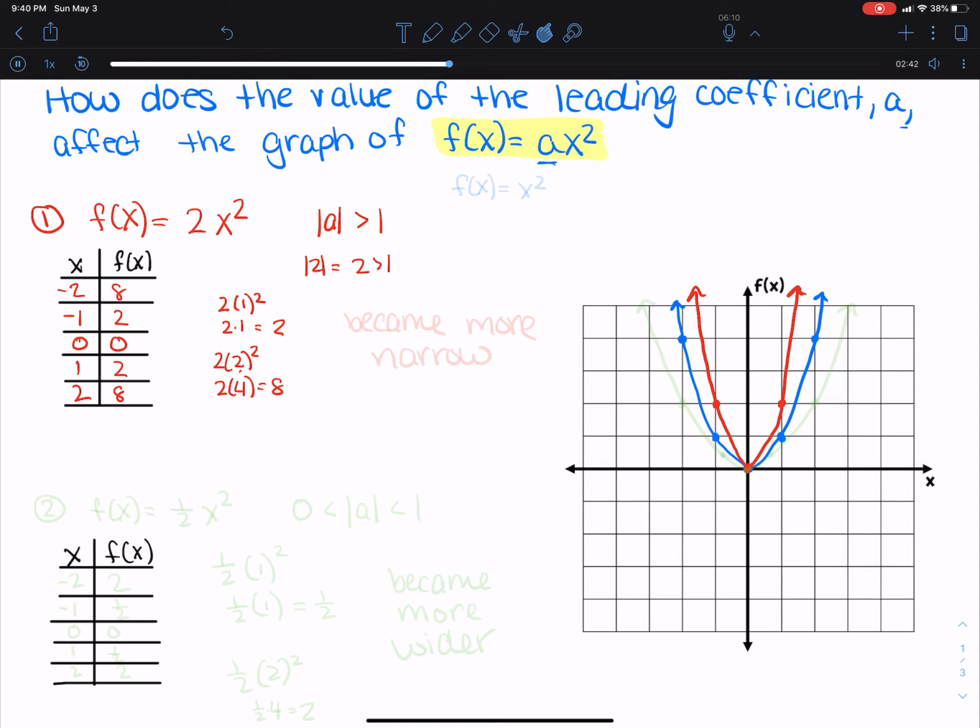So if we look at our parent function, f of x equals x squared, as we saw last week, remember, just x squared by itself is the parent function. So when we look at that in blue, compared to when we have an a value that is greater than 1, look at what happens to our graph. Our graph becomes more narrow.